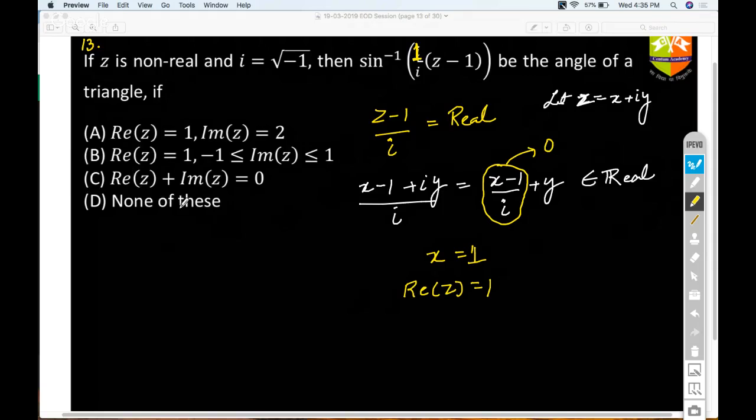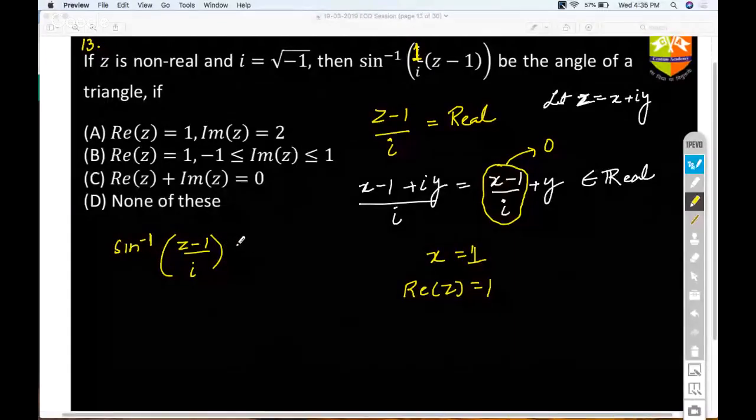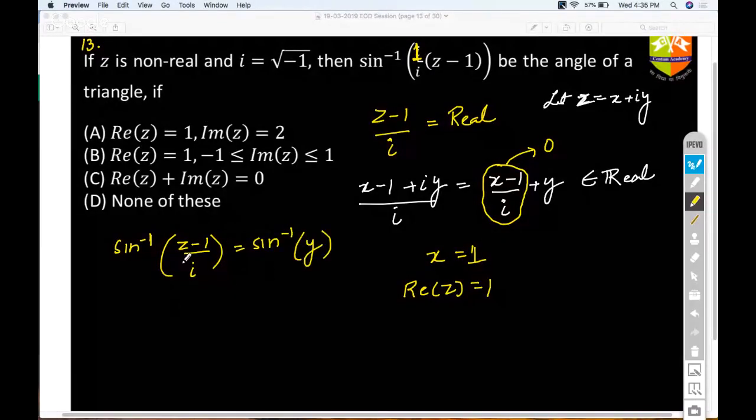Now, options A and B clearly state that. So let's further look into this. Next, we know that the sine inverse domain is between minus 1 to 1. And by the way, this term is going to be just sine inverse of y, because your z is actually 1 plus iy. So 1 and 1 get cancelled, I and I get cancelled, leaving just y. So y should lie between minus 1 to 1.